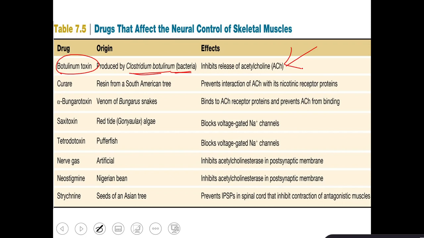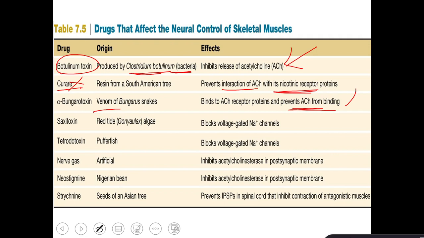The toxin curare prevents the interaction of acetylcholine with its nicotinic receptors. So here, acetylcholine can go into the synapse, but it is prevented from interacting with the nicotinic receptors. Also, this leads to muscle paralysis, and death can happen when the diaphragm is paralyzed. The cobra venom toxin also binds to acetylcholine receptors, preventing acetylcholine from interacting with them. So it is the same mechanism as curare.